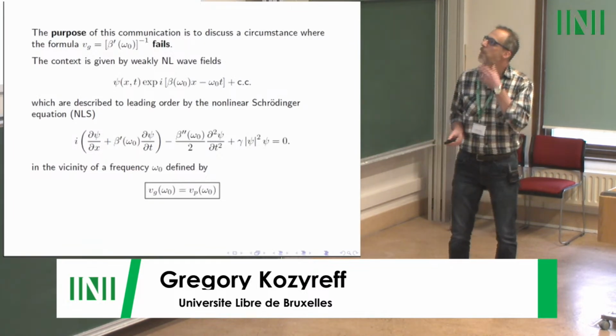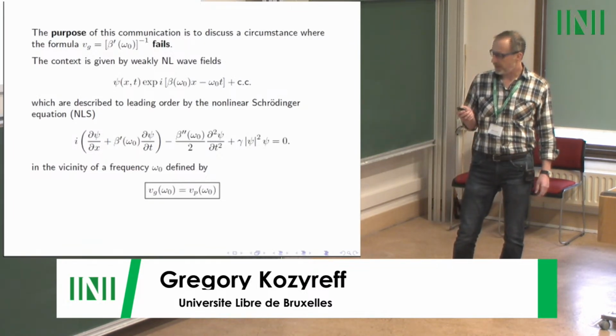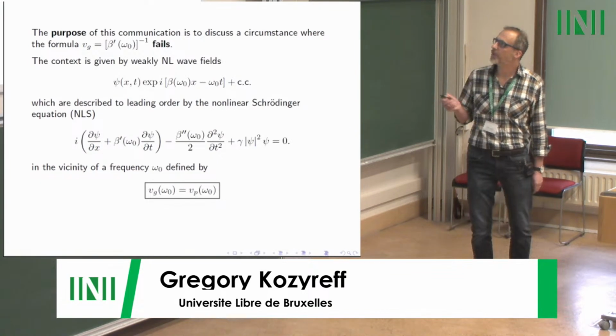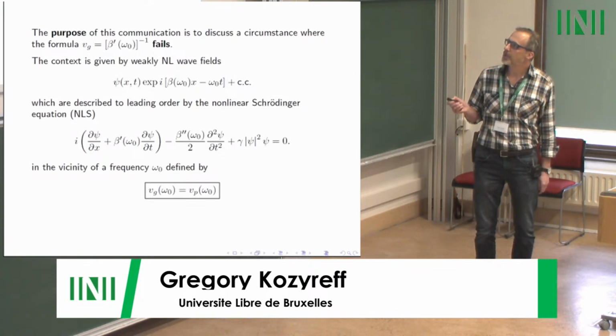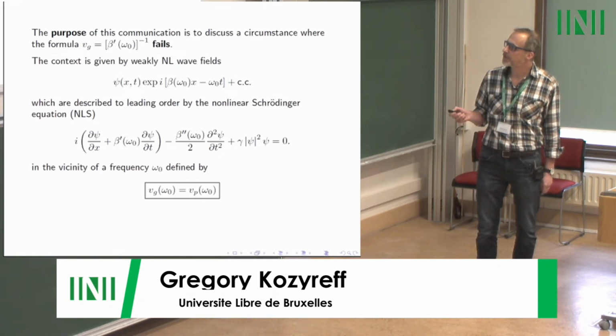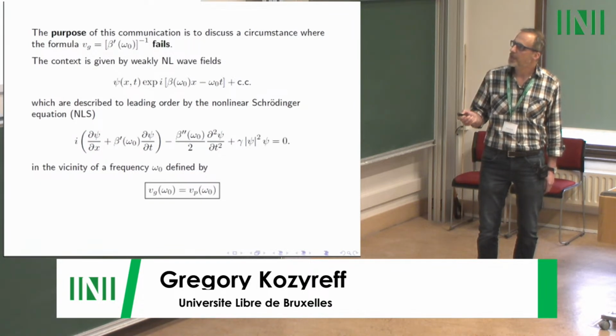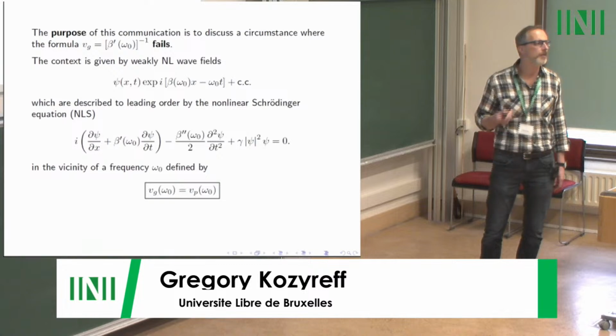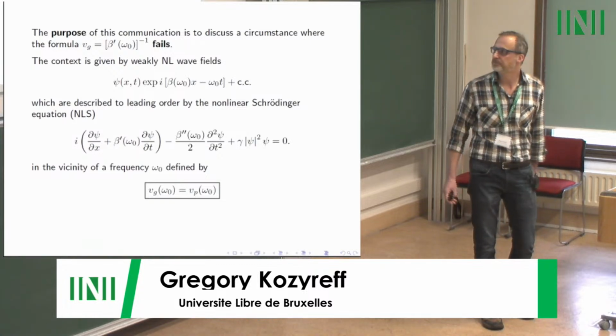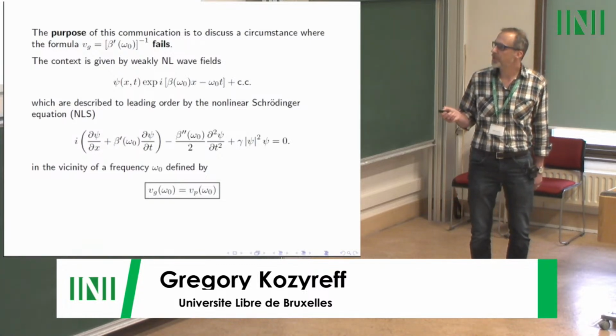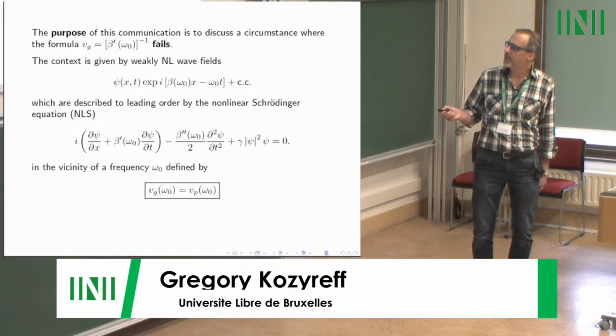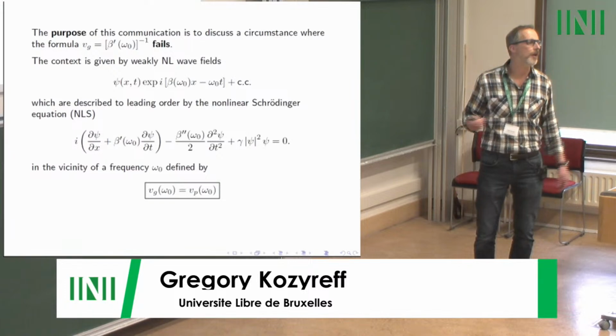Okay? And when does that happen? So this is my wave packet. You need to let it propagate for a sufficiently long distance to be described by the nonlinear Schrodinger equation, so that you have weak nonlinearity that settles in. And then you also need to work in the vicinity of a frequency such that both the group and phase velocity are close together.